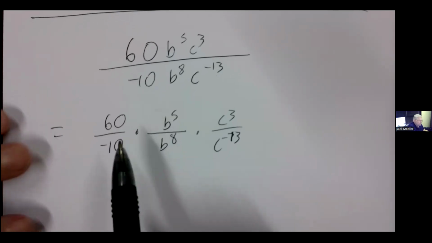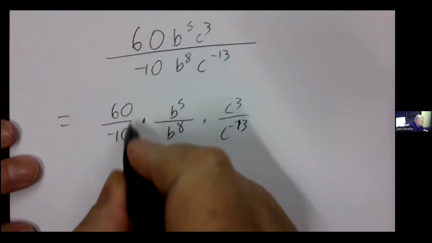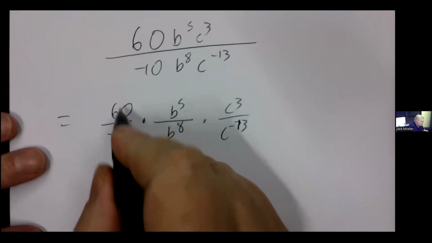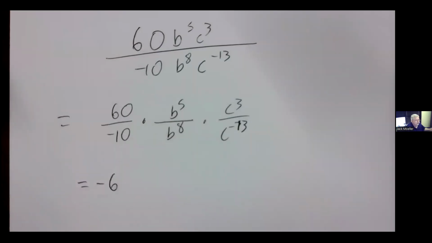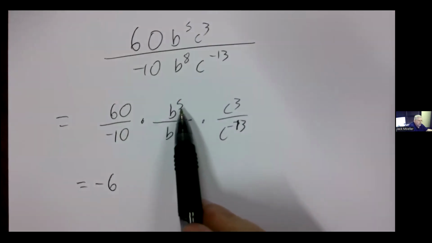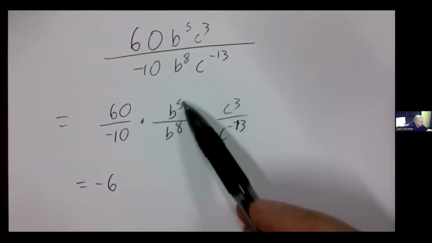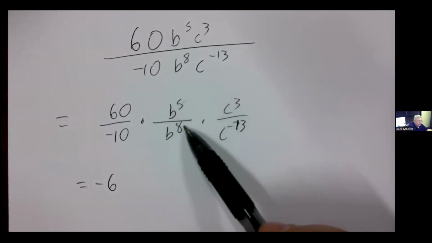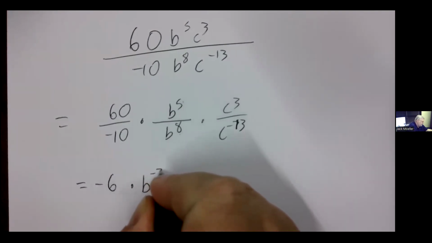All right, so remember with your numbers, note that's a 60 over -10. So 10 goes in 60 six times, positive divided by negative is negative. So that gives us -6. Okay. Now over here, for the b's, we're doing the exponent rule. So when you divide, you're subtracting. So 5 minus 8 is -3. B to the -3.